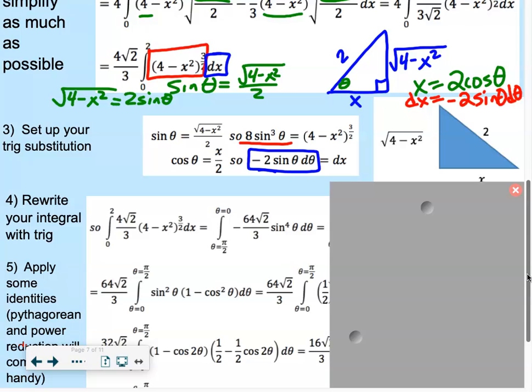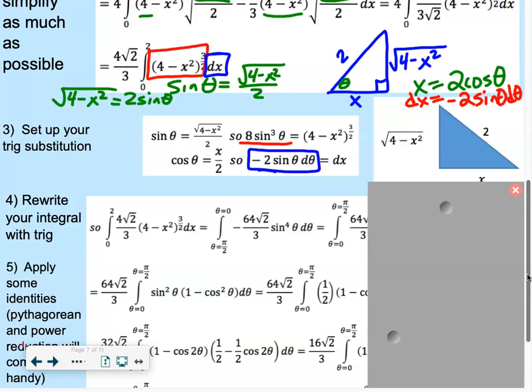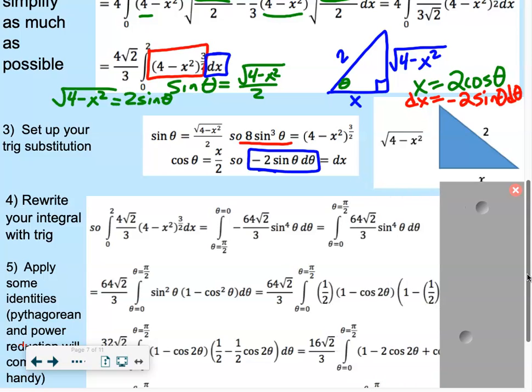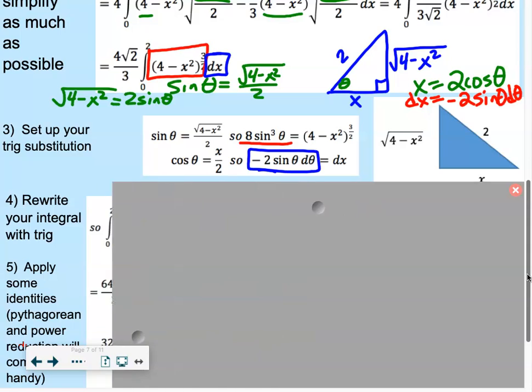All right. Okay, so anyway, all I did was flip the limits and make it positive. So you flip the limits and you have 64 root 2 over 3 sine to the 4th. Now, sine to the 4th. So this we didn't skip. This was section 8.2 or 8.3 last year. Trig functions raised to powers.